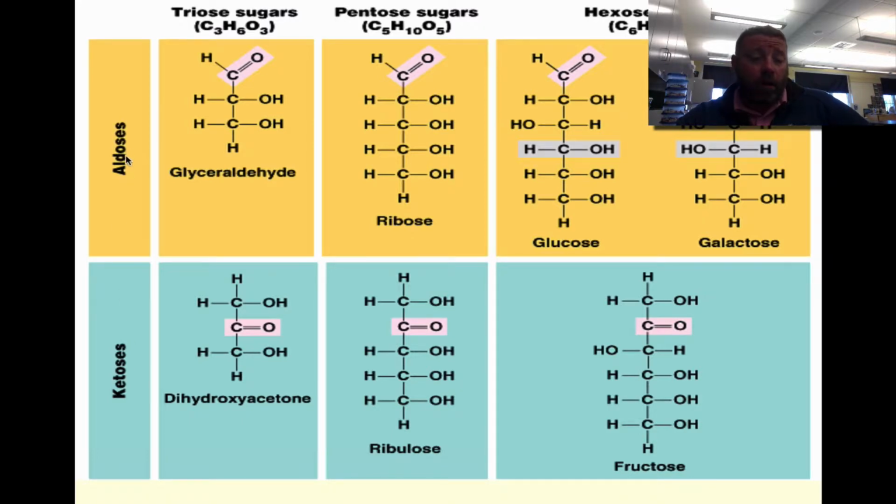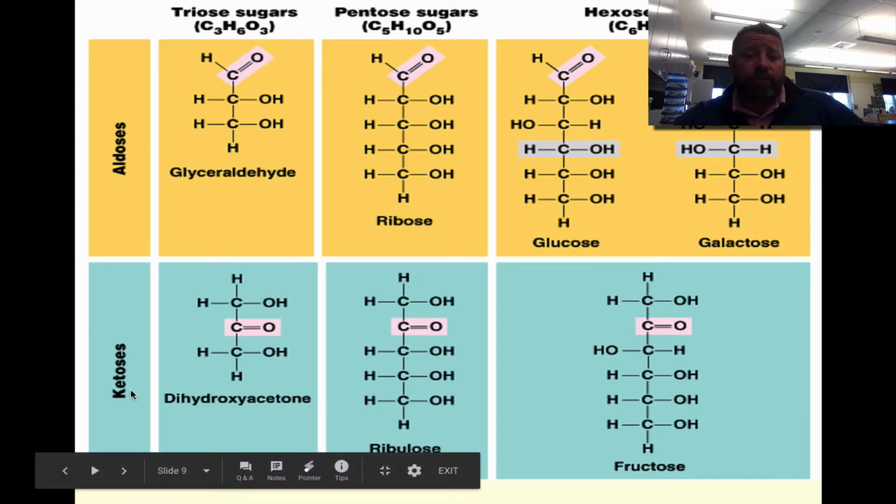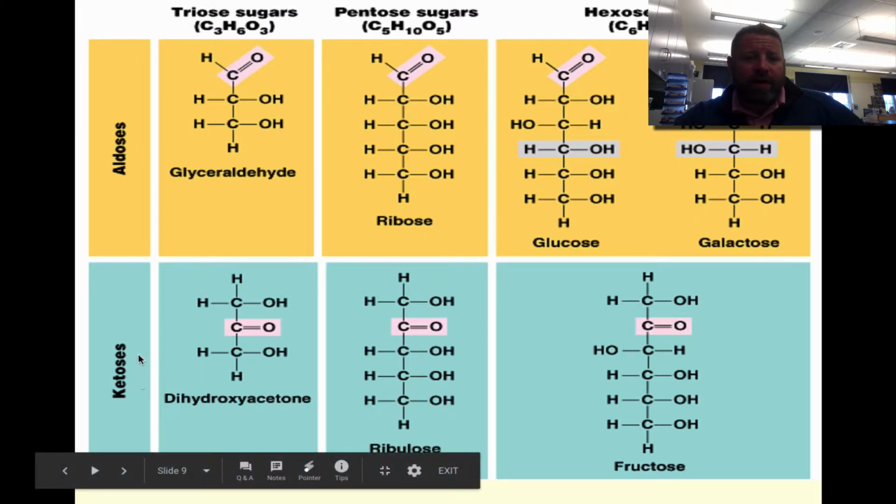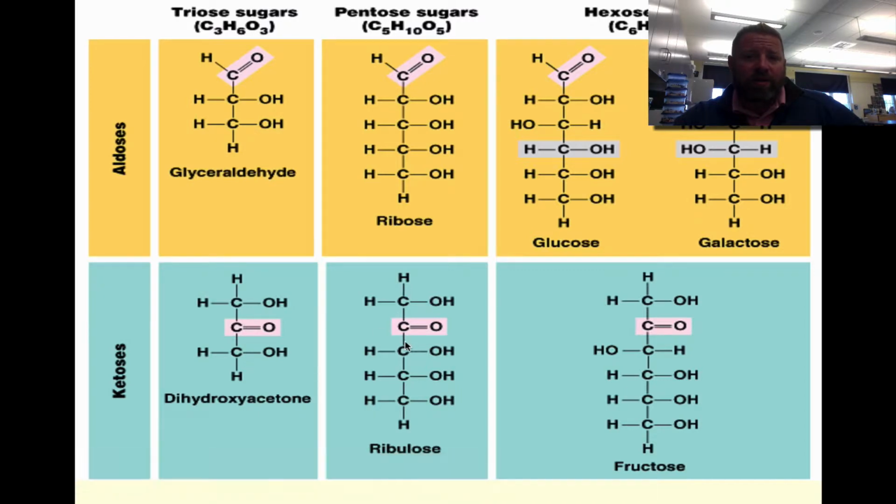I hope that the term ald and keto rings a bell to you. Aldoses have a C double bond O at the end of a molecule, or aldehydes, where ketones have a C double bond O in the center or between carbons. Notice this one is between carbons.